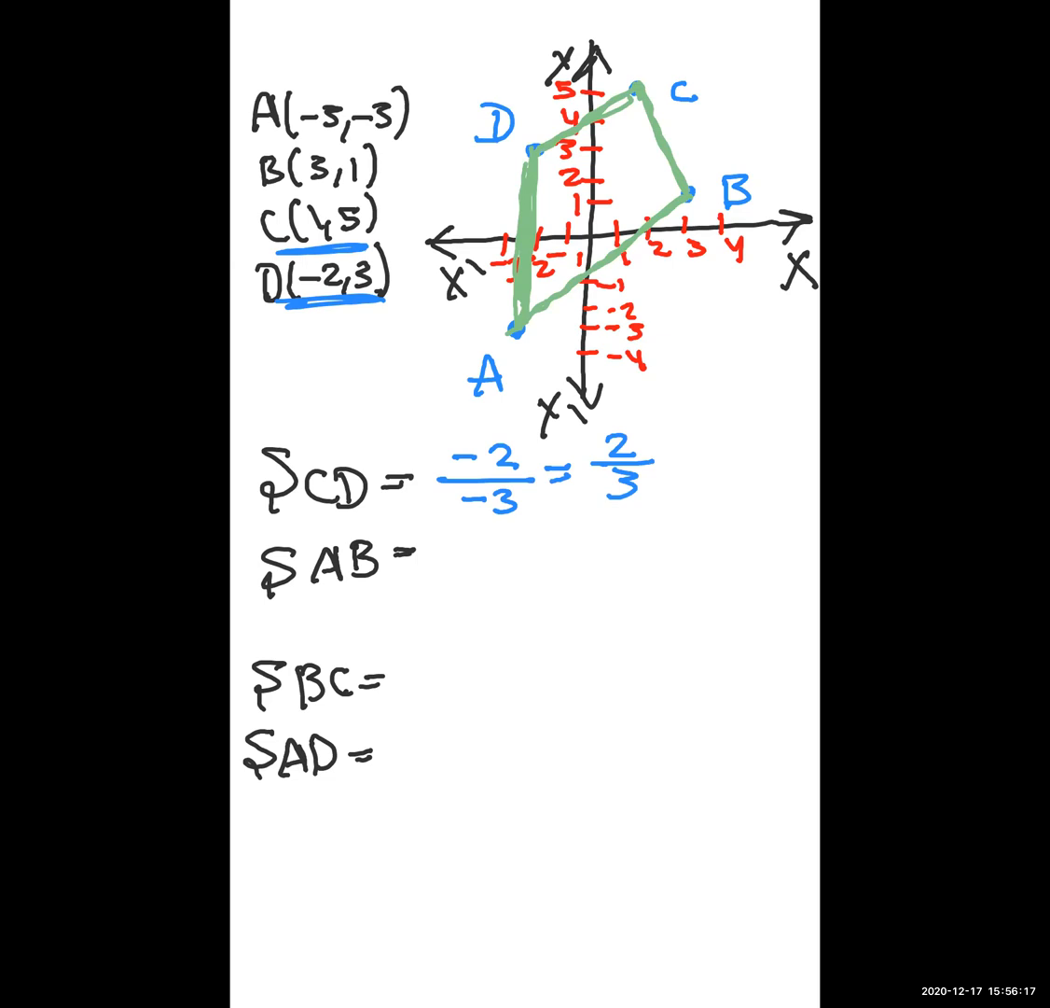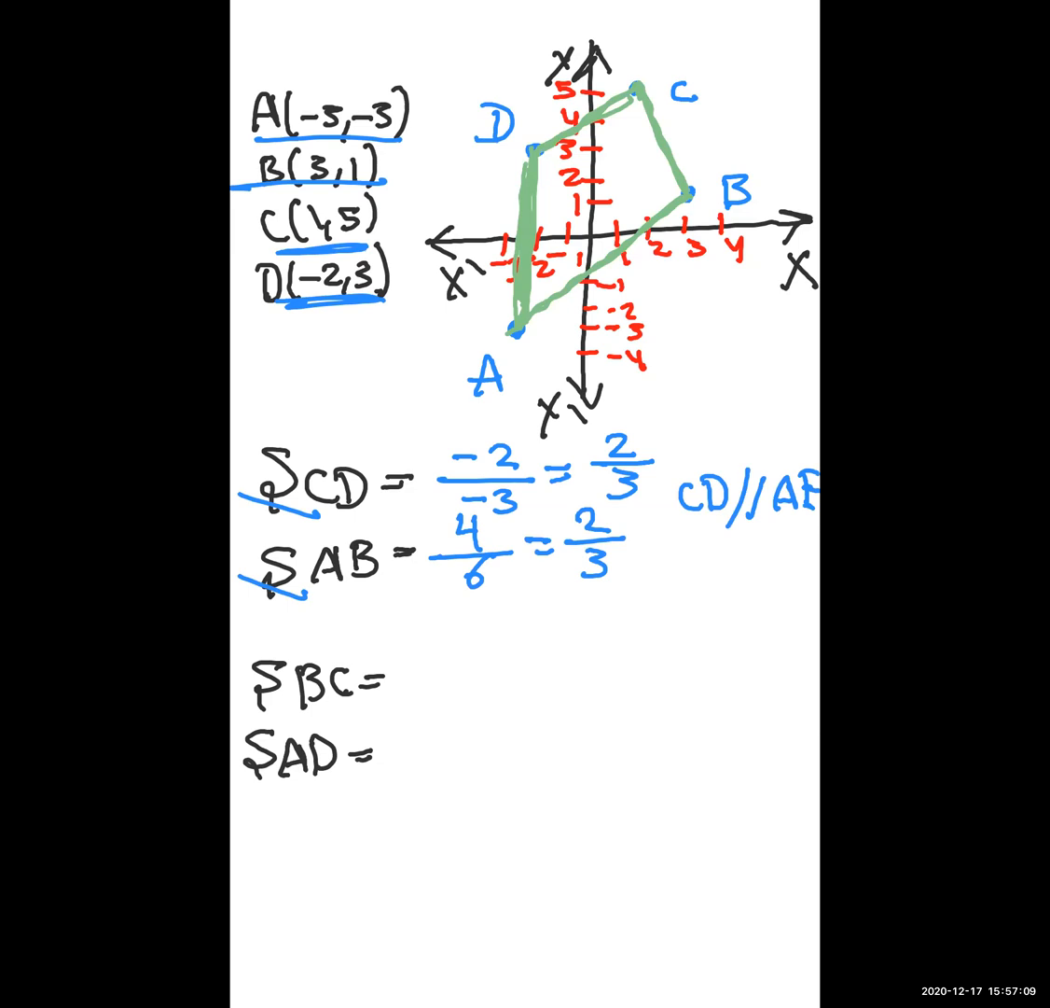Next, the slope for AB, A and B. 1 minus -3 means 1 plus 3, which equals 4, over 3 minus -3, which is 3 plus 3, which will equal 6. So 4 over 6, after simplification, dividing by 2, means 2 over 3. So this slope equals this one, so CD is parallel to AB.